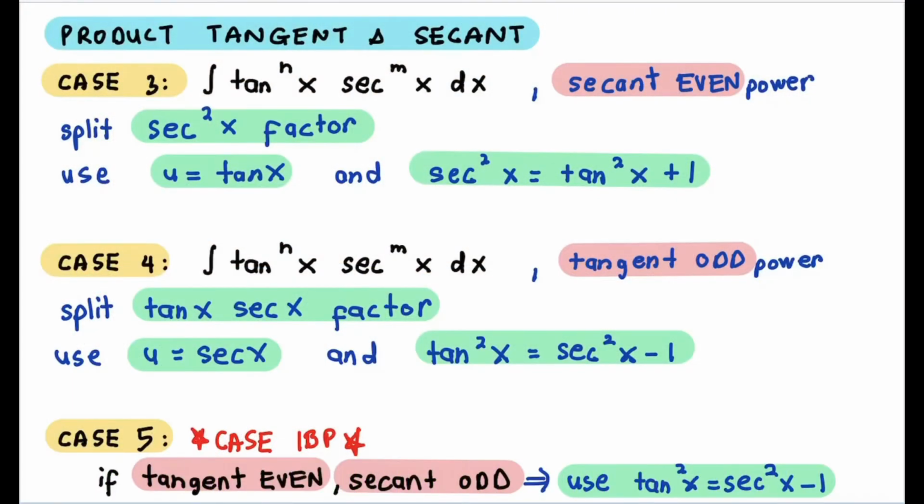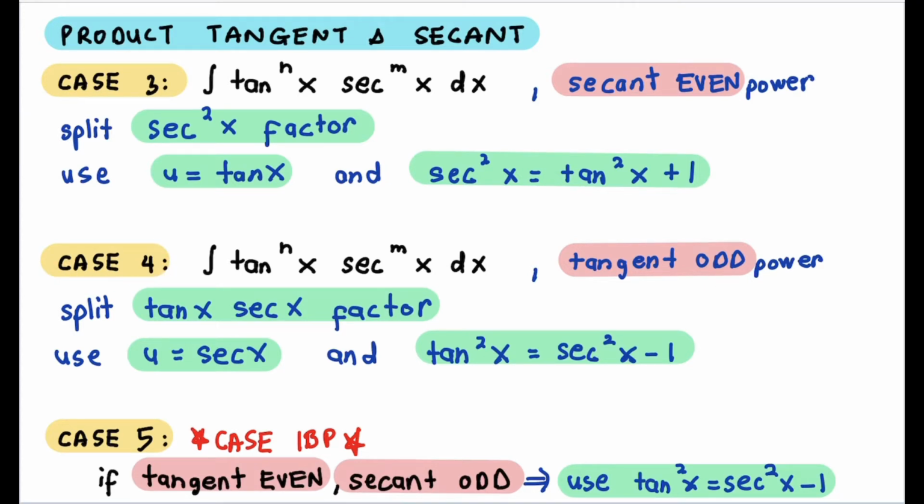Let us proceed with case number 4. We are still in product tangent and secant. So what will happen in case number 4? This is when your tangent is odd power. Please remember, when your tangent is odd power, you need to follow case number 4.